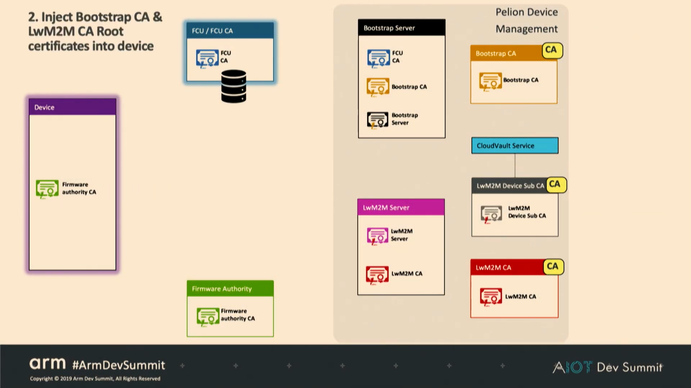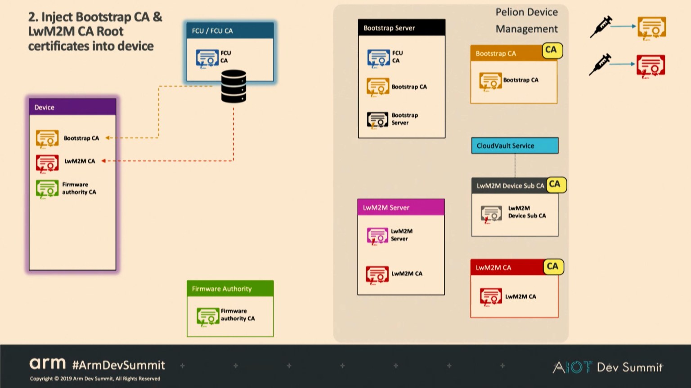So in no particular order, the firmware authority certificate gets injected from the FCU into the device. We then inject the Bootstrap CA and lightweight M2M CA root certificates into the device as well. So that will then enable the device to trust those 3 different CAs respectively. So the Bootstrap CA, anything that it issued a certificate to will be trusted by the device. Same for the lightweight M2M certificate. And the firmware authority CA will then enable the device to trust anything that gets signed by the firmware authority CA. And that will be signing your firmware update manifest later when you do firmware over-the-air updates.